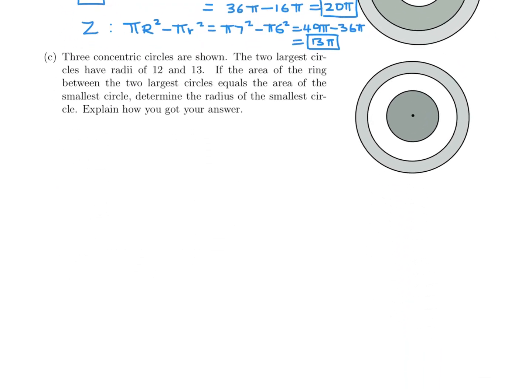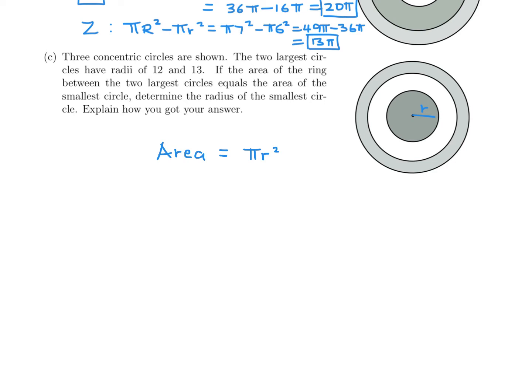Part C. The three concentric circles are shown. The two largest circles have radii of 12 and 13. If the area of the ring between the two largest circles equals the area of the smallest circle, determine the radius of the smallest circle. Okay, so the area of the smallest circle, we'll just call it pi r squared, where r is the radius.